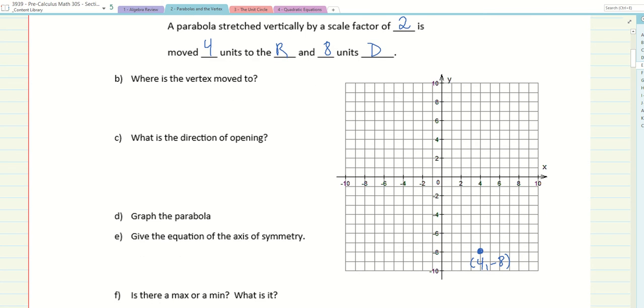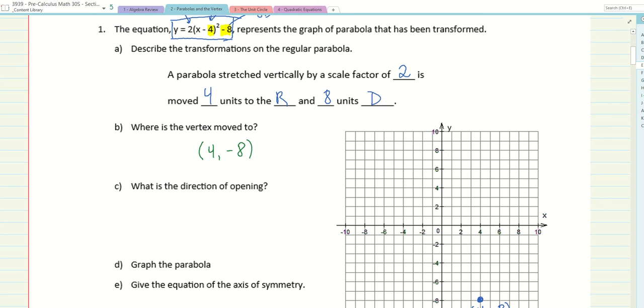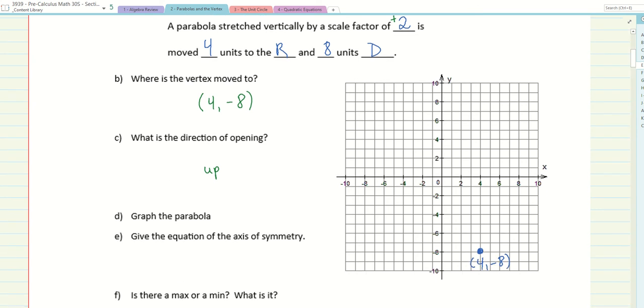Okay, so now that we have that, where's the vertex move to? Well, 4, negative 8. What is the direction of opening? Well, since that's still positive 2 that's being multiplied in front, it's going to open up. So now from our vertex, let's grow the parabola, vertically stretching our ups by 2. So instead of 1 over 1 up, it's 1 over 2 up.